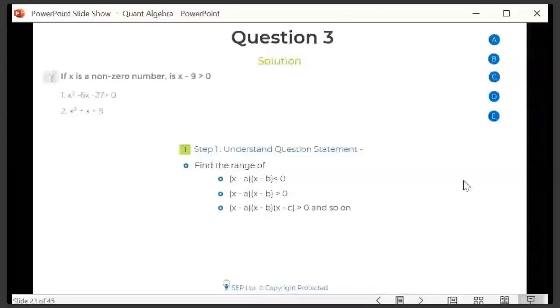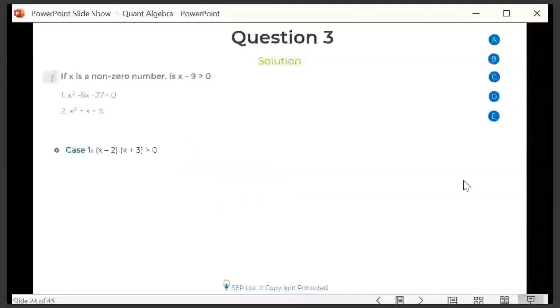You may come across expressions like (x minus a)(x minus b) less than 0, or (x minus a)(x minus b) greater than 0, or (x minus a)(x minus b)(x minus c) greater than 0, right? So how do you very quickly find out the range for these kinds of quadratic inequalities? I wanted to very briefly discuss this. So what I'm going to do is take one case each, and I'm going to tell you what you can do to very quickly find out the range. Obviously, there's a theory behind it, but I'm not going into the theory at this point of time.